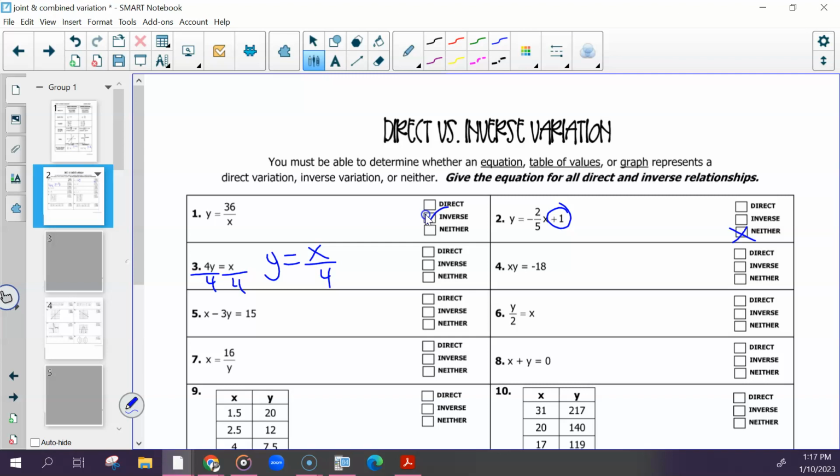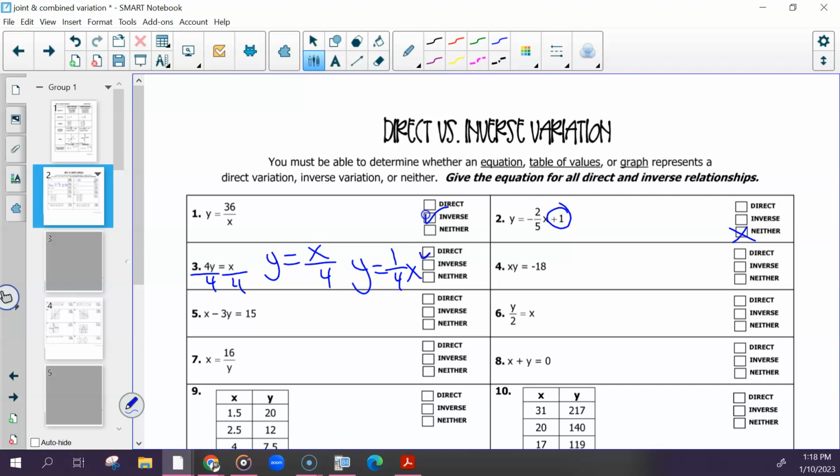So it's only inverse if the x is in the denominator, but we have 4 down there. Not neither either. It is direct because we can rewrite this as a fraction next to that x. So anytime you have a number in your denominator, remember that you can rewrite that as a fraction, so that would be direct.